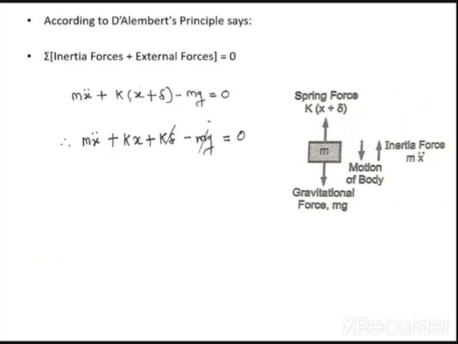So m x double dot plus kx plus k delta minus mg is equal to 0. But you know that k delta is equal to mg. K delta is equal to mg, बरोबर ना? मग तुम्ही काय करू शकता? या k delta is equal to mg असेल तर mg च्या ऐवजी k delta पुट करा, म्हणजे k delta कॅन्सल झालं. म्हणजे याचा अर्थ काय झाला?